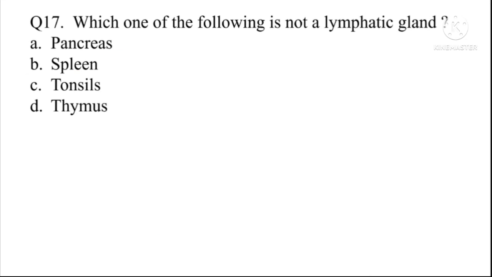Next question is, which one of the following is not a lymphatic gland? Options given are option A, pancreas, option B, spleen, option C, tonsils, option D, thymus. The correct answer is option A, pancreas. Pancreas is not a lymphatic gland. It is a mixed gland. It has both endocrinal and exocrinal functions.